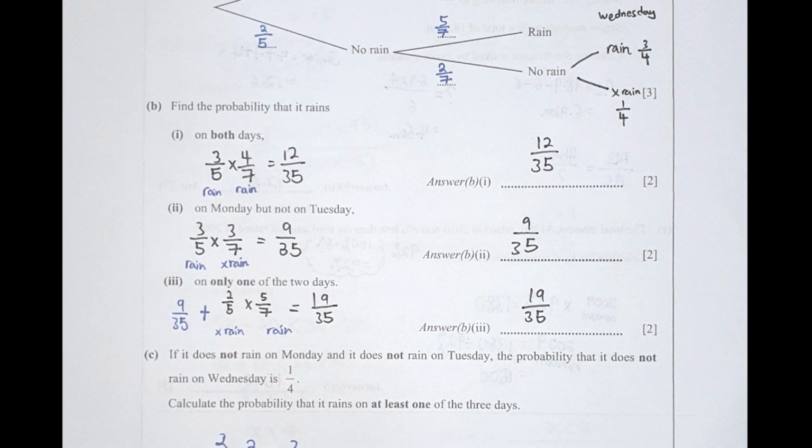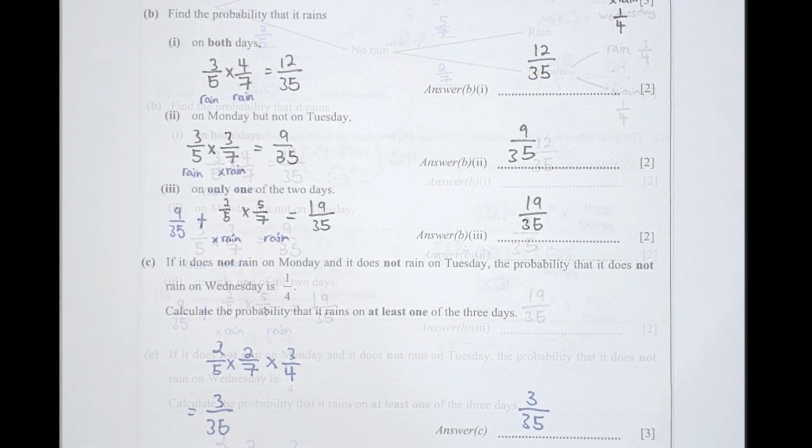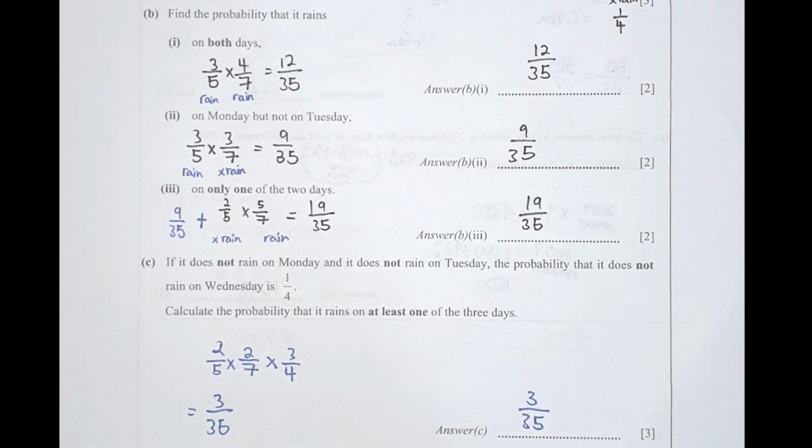As for section C, it does not rain on Monday and it does not rain on Tuesday. The probability of it not raining on Wednesday is 1/4. Hence the probability of it raining is 3/4. It's not possible for you to go through the other route because no information was given. Hence, you're required to know that the question is actually hinting that at least one of the days is Wednesday, where Wednesday is raining and Monday, Tuesday is not raining. So the final result is 3/35.